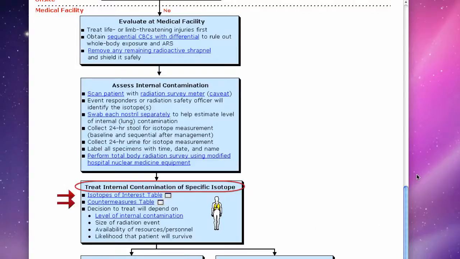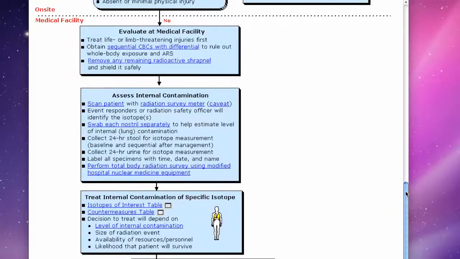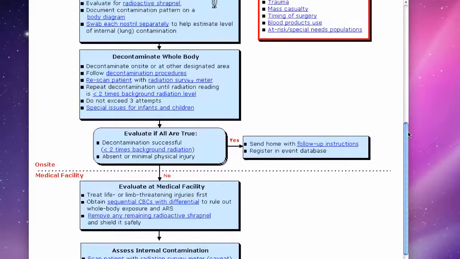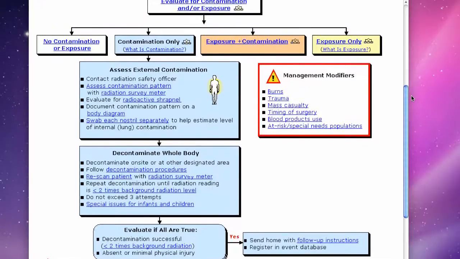Notice specifically the hyperlinked list of radioactive isotopes of interest and the list of potential countermeasures for each one. Notice also the Management Modifiers Caveats box near the top. It presents six special factors I should always consider while managing patients with radiation contamination.